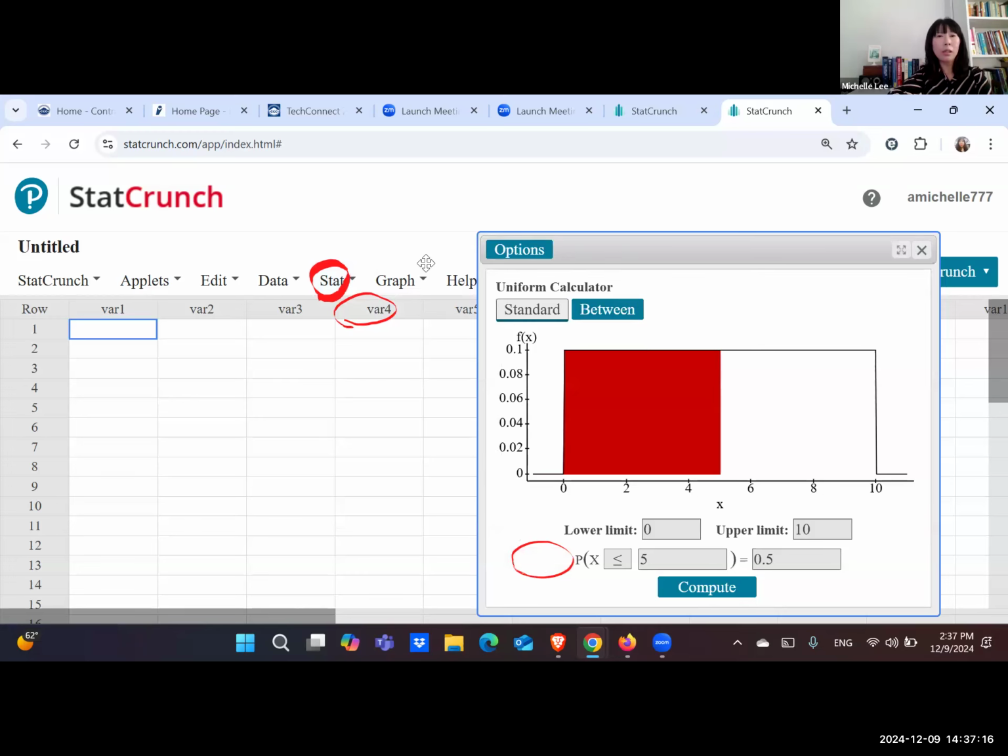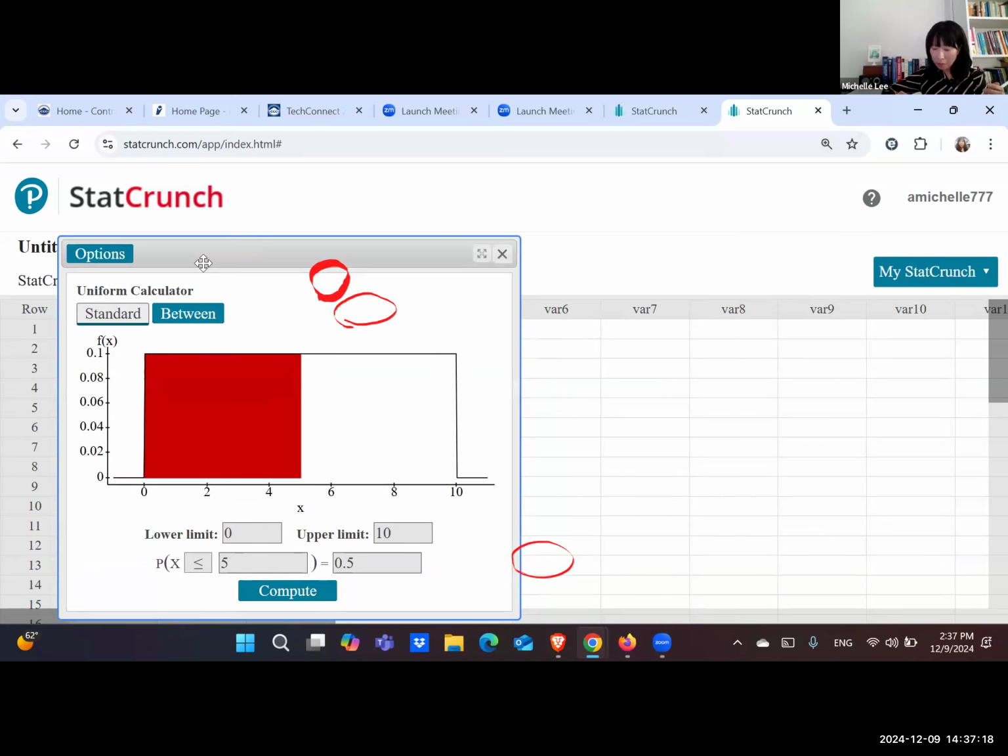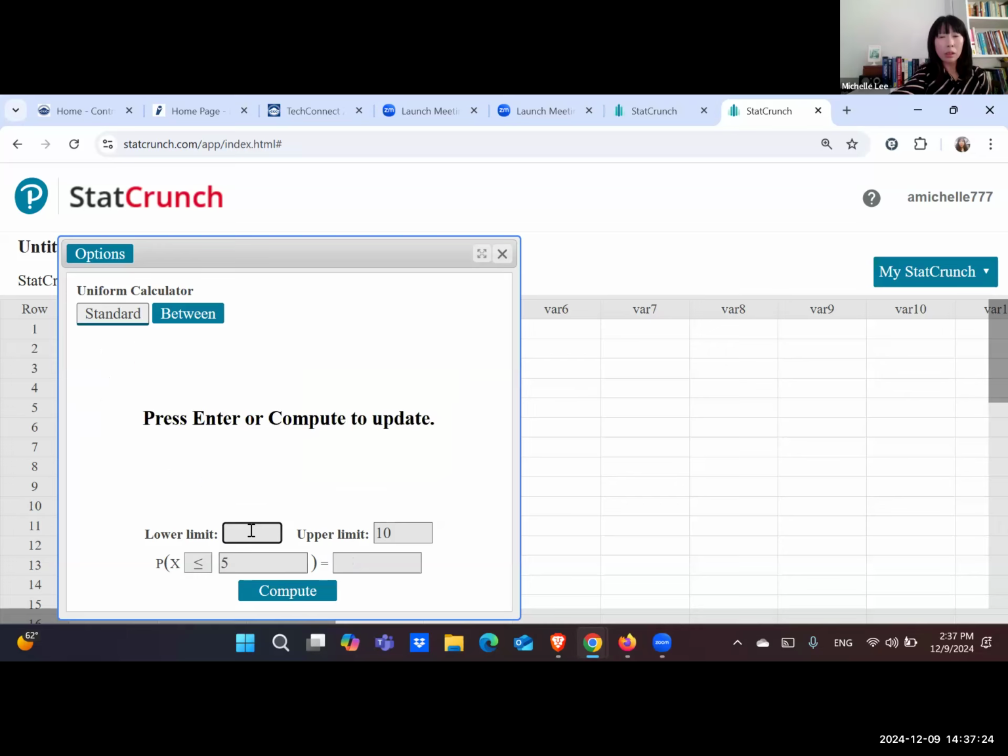Then, what was the minimum? So the lower limit will be the minimum. Does anyone remember? 50 and 52. Good memory. Yes, 52.